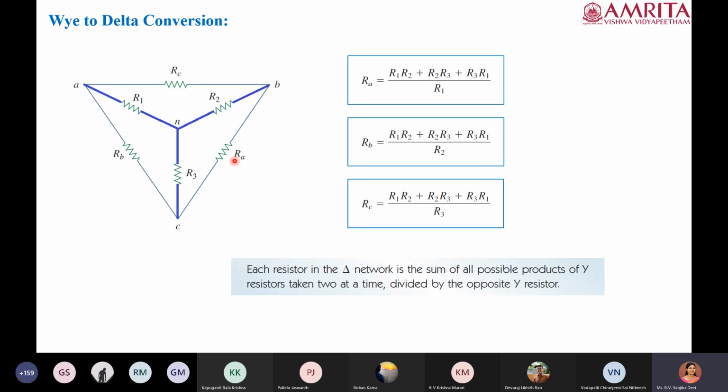The same thing we can repeat for the remaining two resistances. So it means that each resistor in the delta network can be found by summing all the possible products of the Y resistors by taking two resistances at a time and dividing by the opposite resistor value. So that will help us to give the Y to delta conversion. You can just note down these formulas.